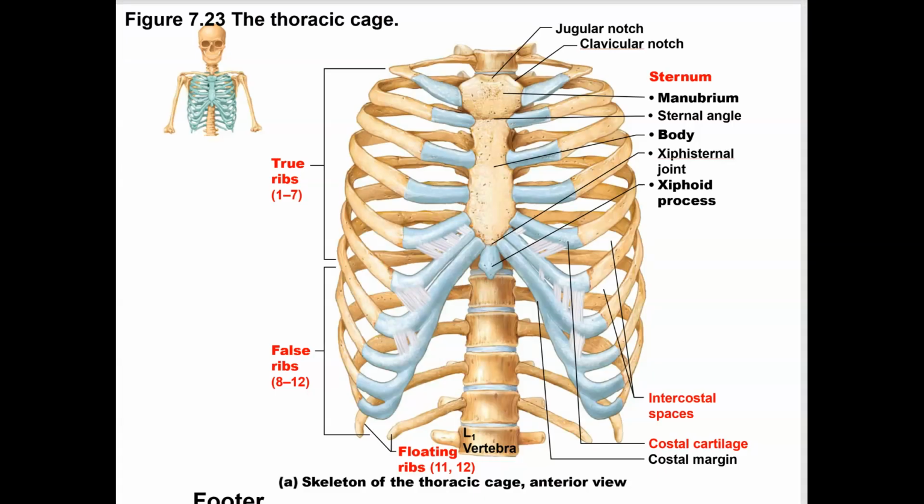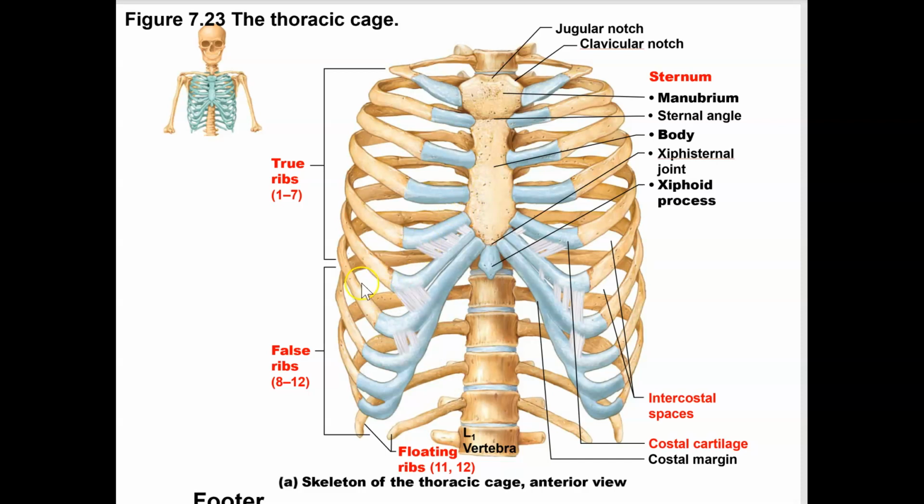So we'll finish out the axial skeleton by talking about the thorax, or the thoracic cage. As I mentioned earlier, there are 12 pairs of ribs. The first 7 are considered true ribs, and that's because this blue stuff here, which is the costal cartilage, that's hyaline cartilage, that costal cartilage directly connects those ribs to the sternum.